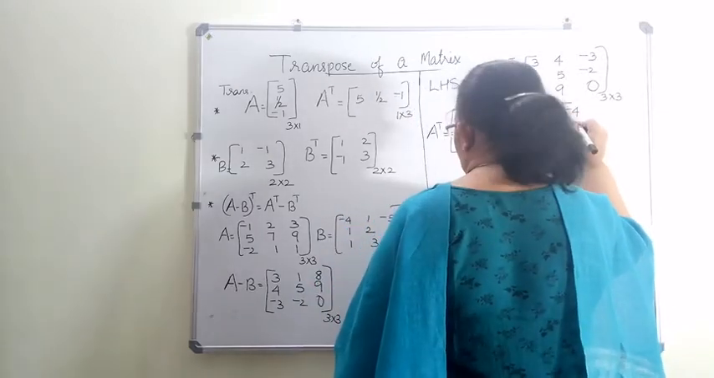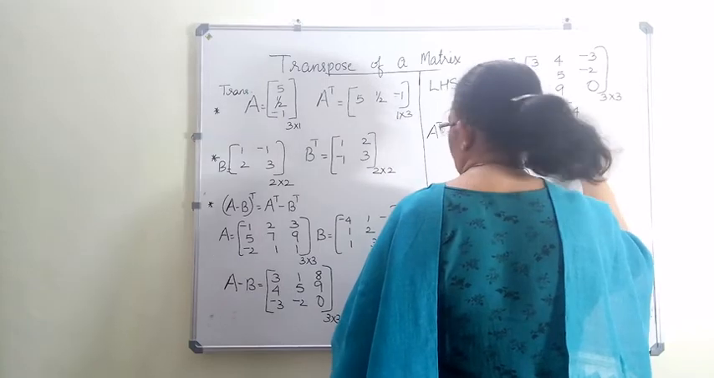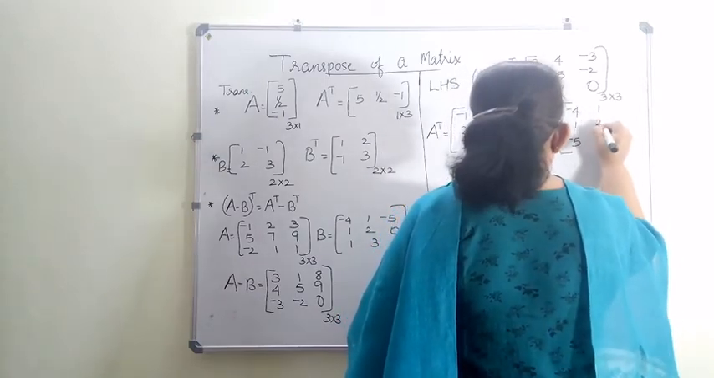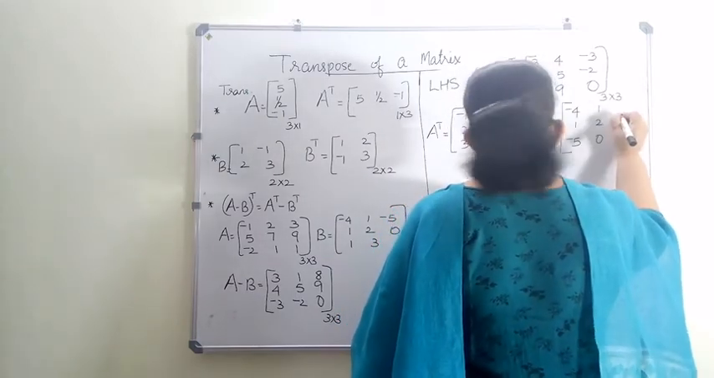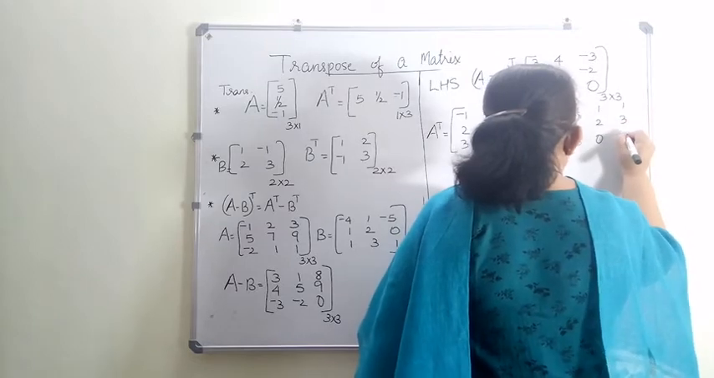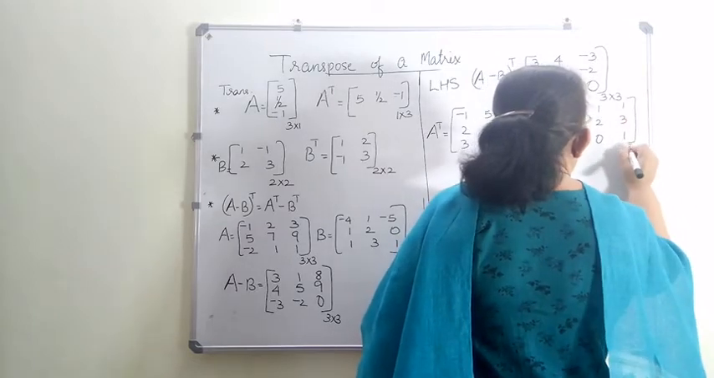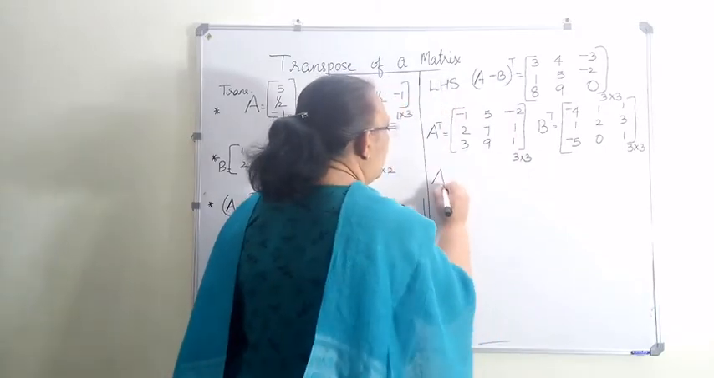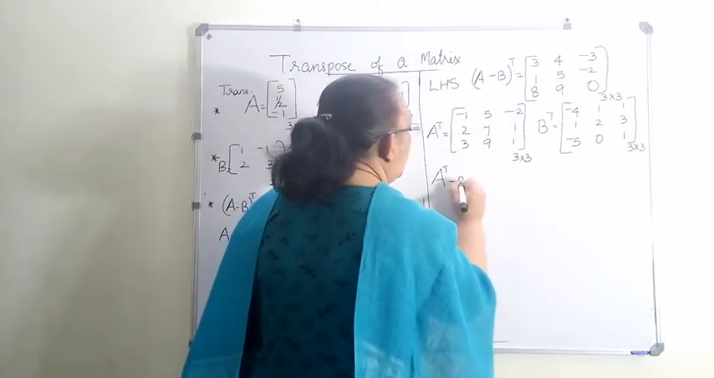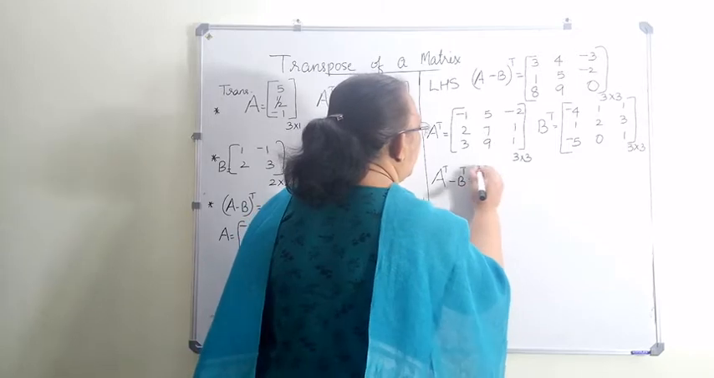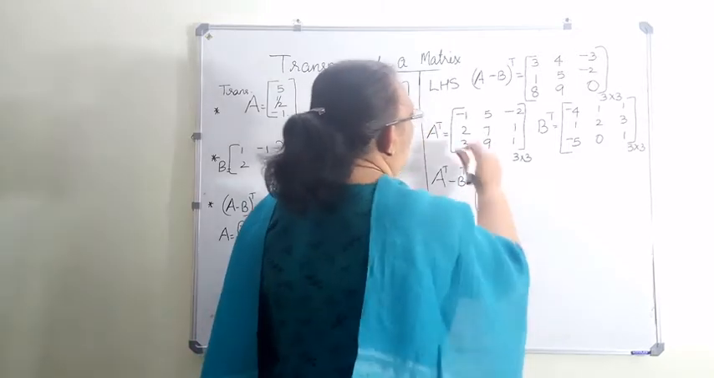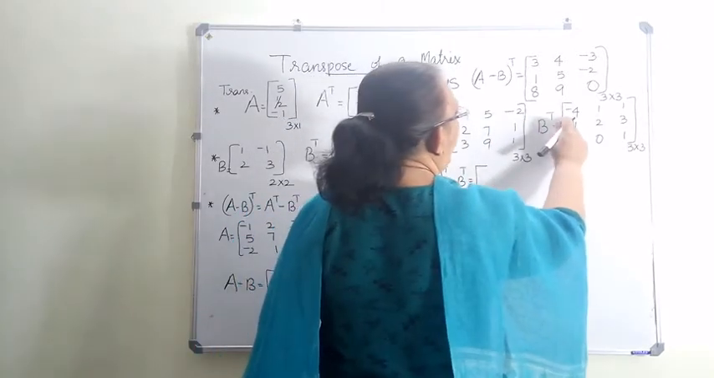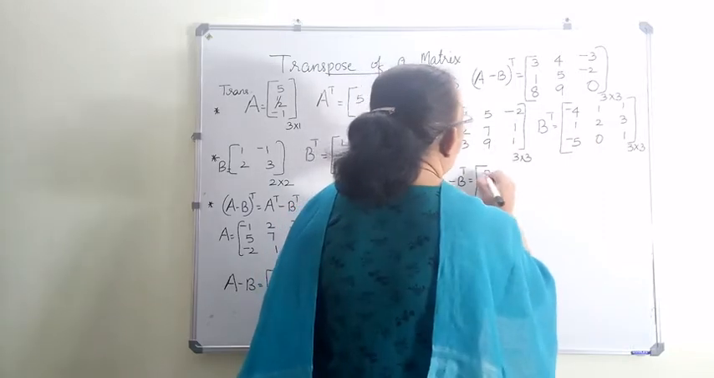Minus 4, 1, minus 5, 1, 2, 0, 1, 3, 1. 3 by 3. What is your question? Your question was find A transpose minus B transpose. Minus 1 minus minus 4. It is equal to 3.